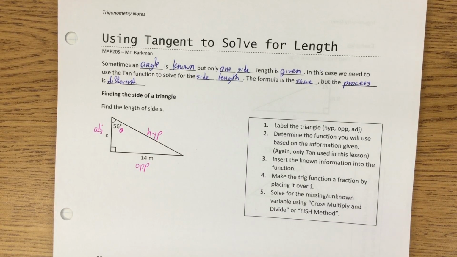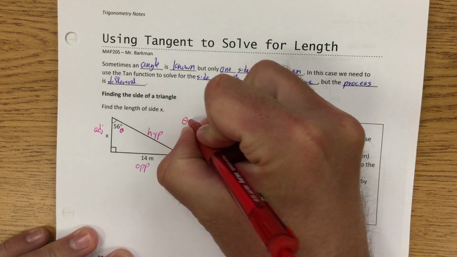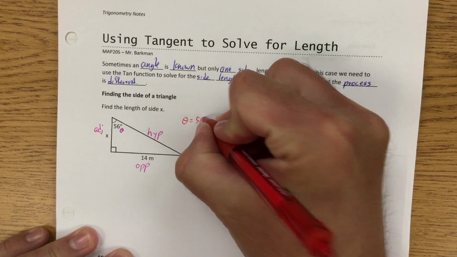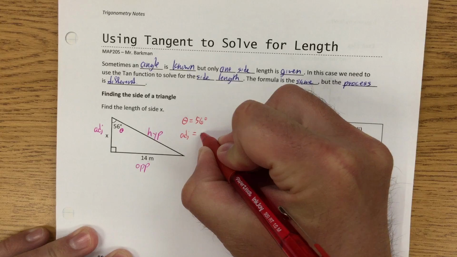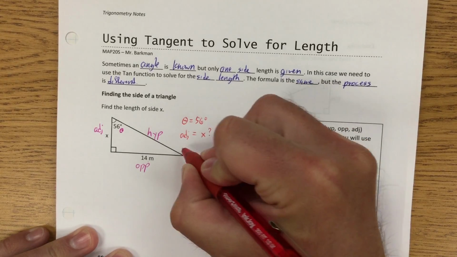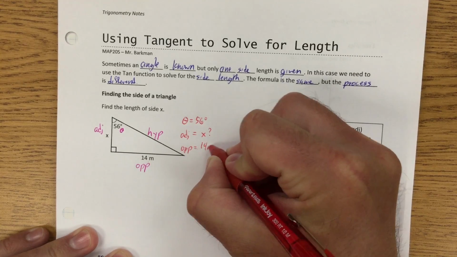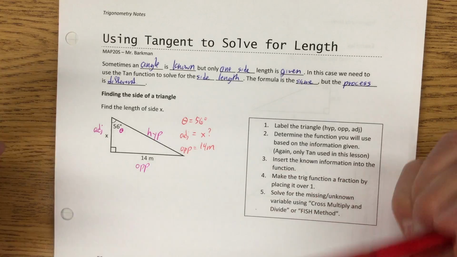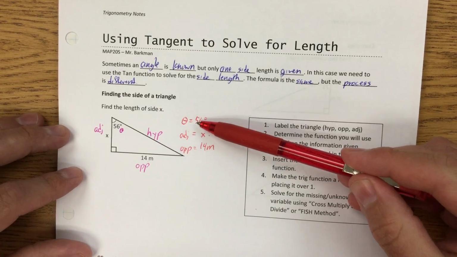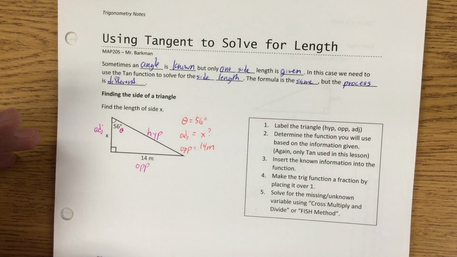Now, based on this, if we look at the information that we have, we know our angle is 56 degrees, we know that the adjacent is unknown, and we know the opposite side is 14 meters. We're always going to have three pieces of information, two that we know, one that we need to try to find. So here we have an angle and our opposite side, and we want to try to find our adjacent side.